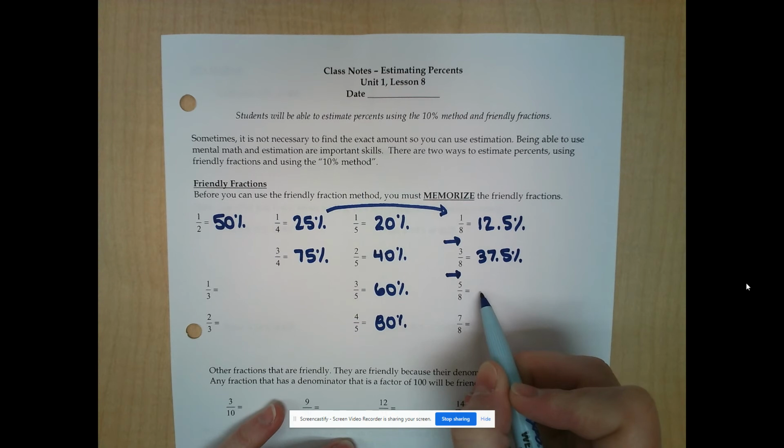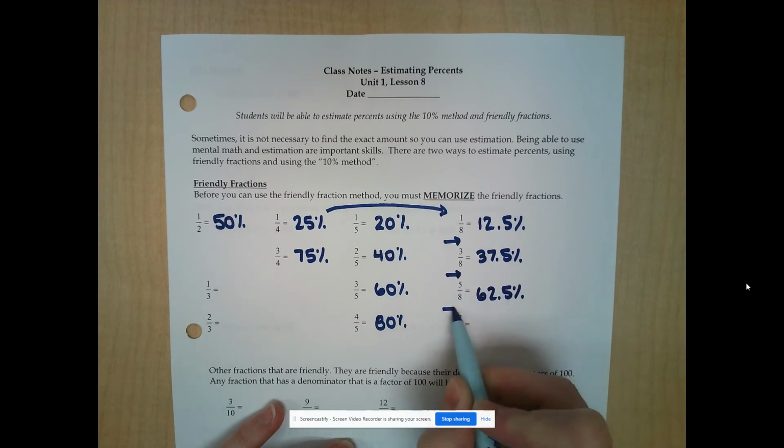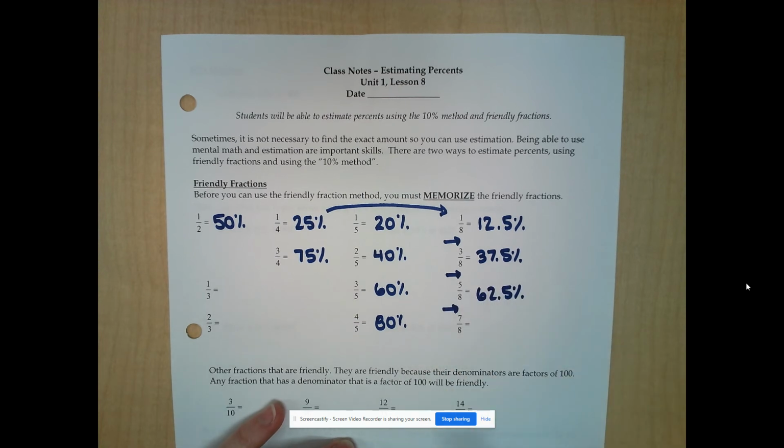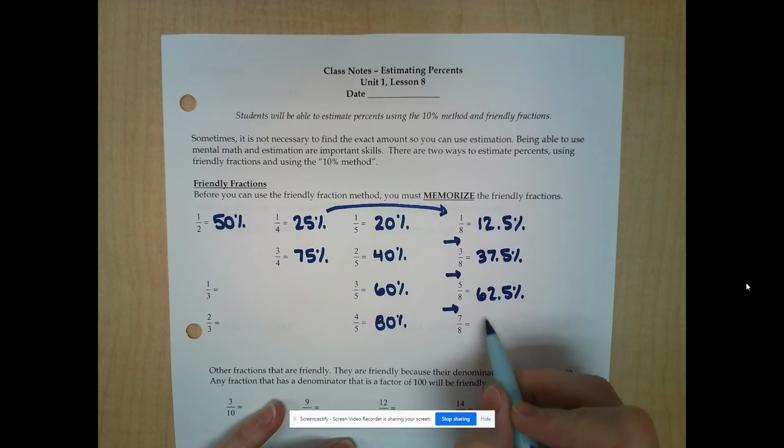5/8, if I add another 12.5%, 62.5%. In here, we have 75% that's missing. If I add another 12.5% to 75, I get 87.5%.